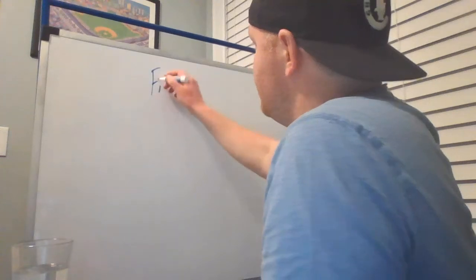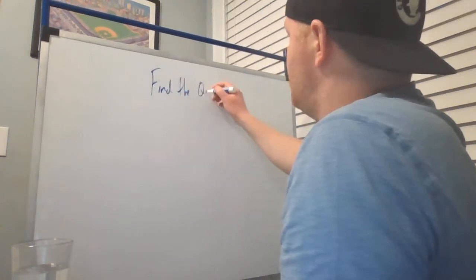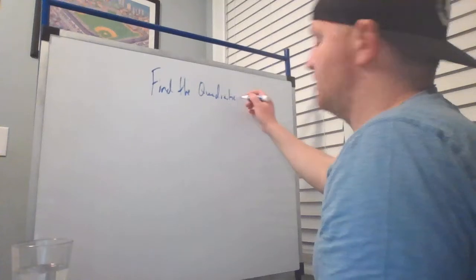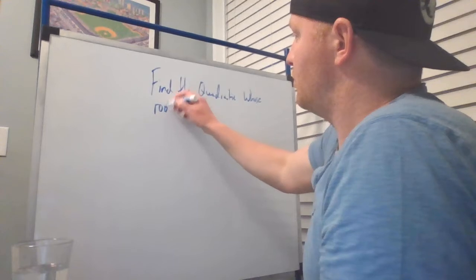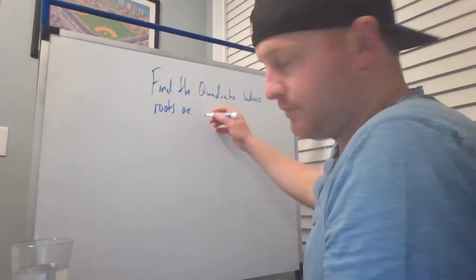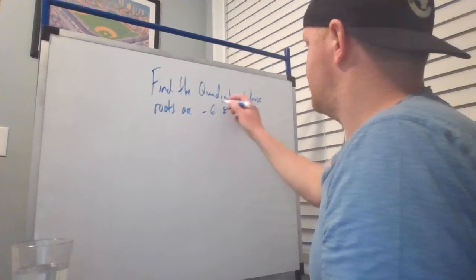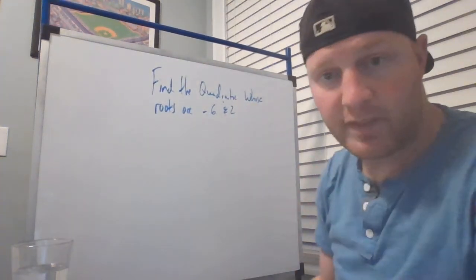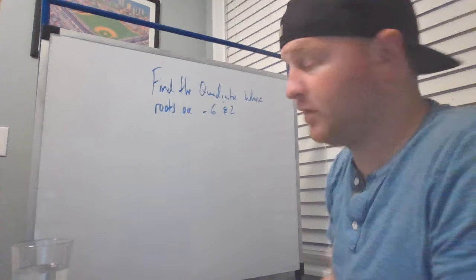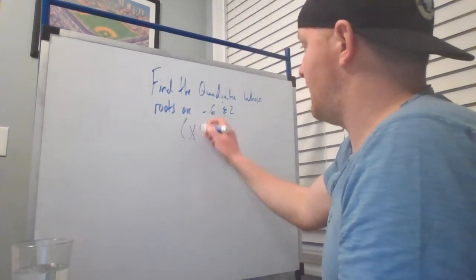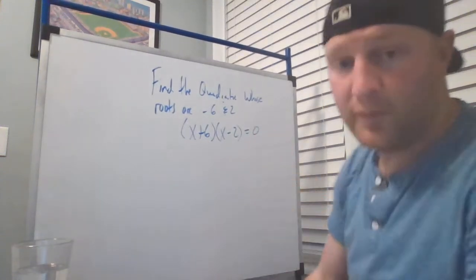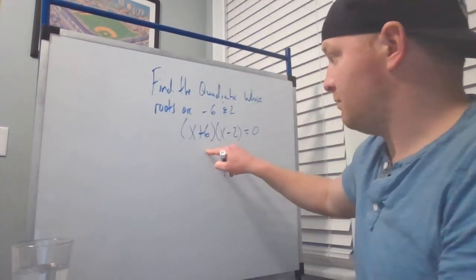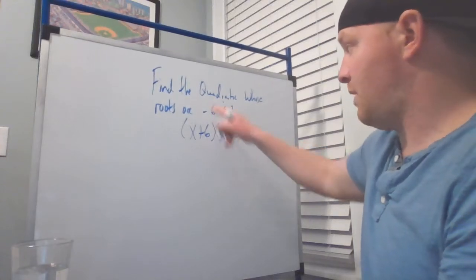Let's say I want you guys to find the quadratic whose roots are -6 and 2. For something this basic, without giving a graph or anything, you can just assume and go right into, I've got x plus 6 times x minus 2 equals 0. I know these make this true, so I want to find the quadratic.